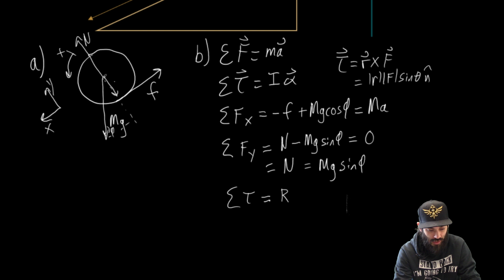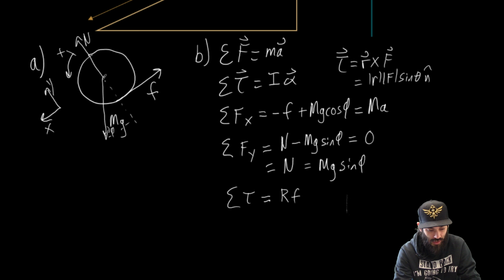Okay, so here's our radius R. So this is radius R times the force, which is going to be the force of friction F, times the sine of the angle between them, where here this is actually going to be 90 degrees. And because that's 90 degrees, this is going to be the sine of 90, which is going to be 1.